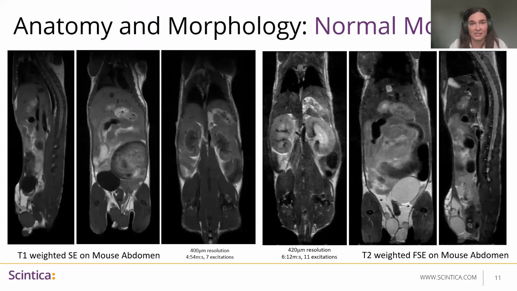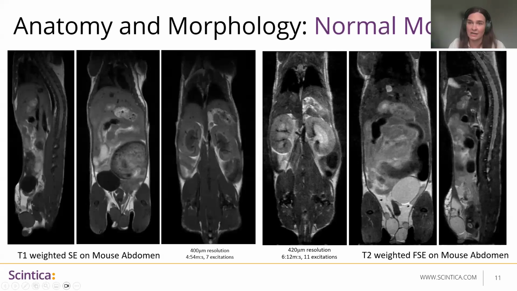So this is just an example of the mouse abdomen. So this is the sort of image quality that we would typically expect. And these images are acquired in about 5 to 6 minutes. So we can see our T1 is located on the left, our T2 is located on the right. And so we can visualize the same basic anatomy with both sequences, but we do see some differences. So within the medulla of the kidney, we can see in our T1 that we have a darker area versus in our T2, a lighter area.